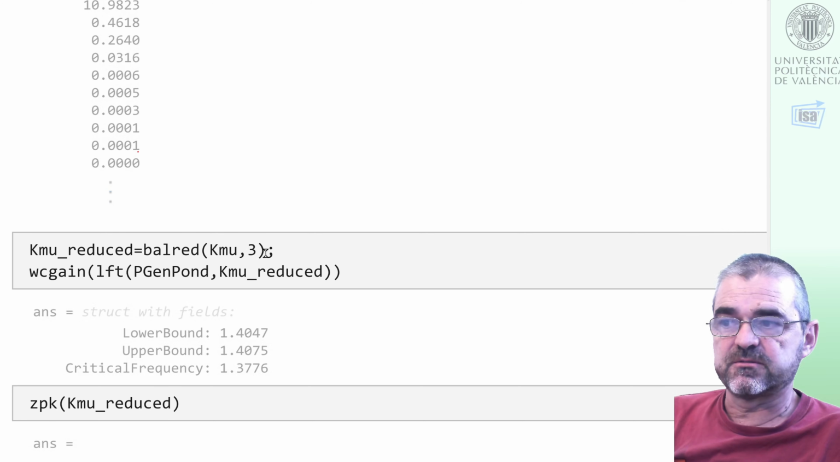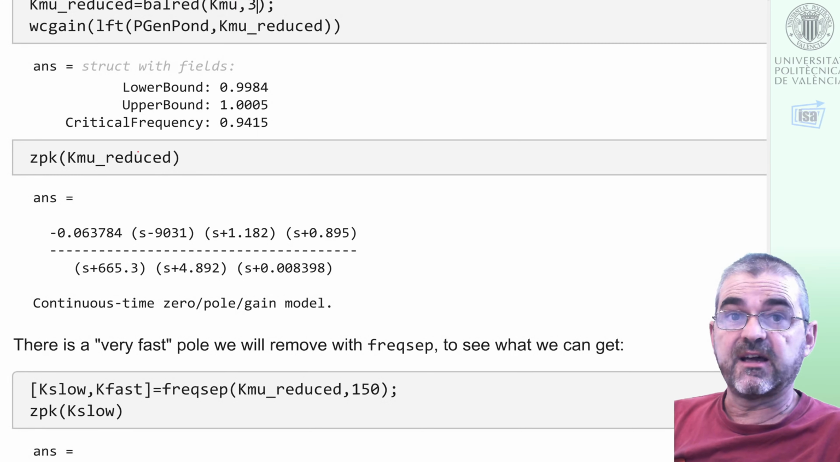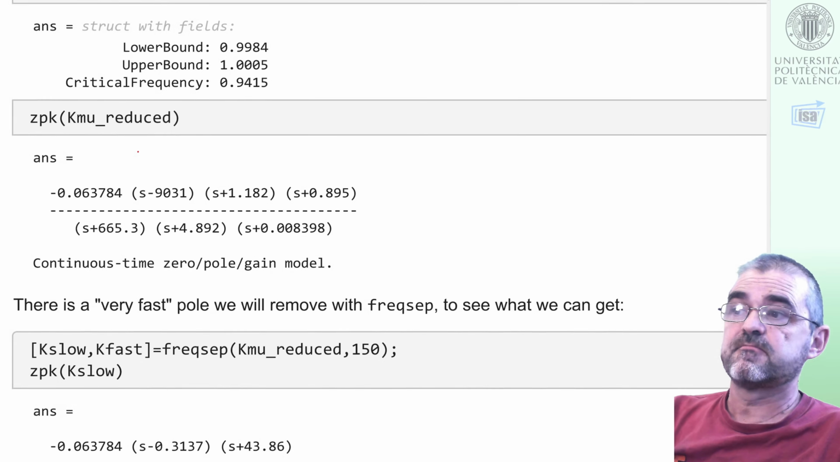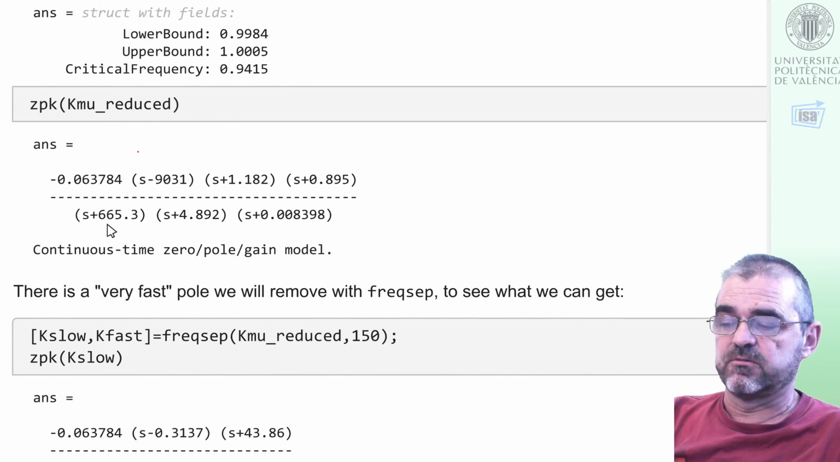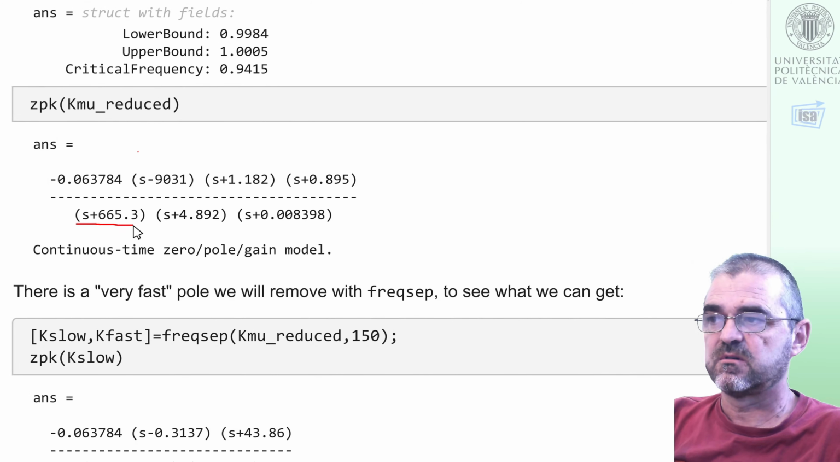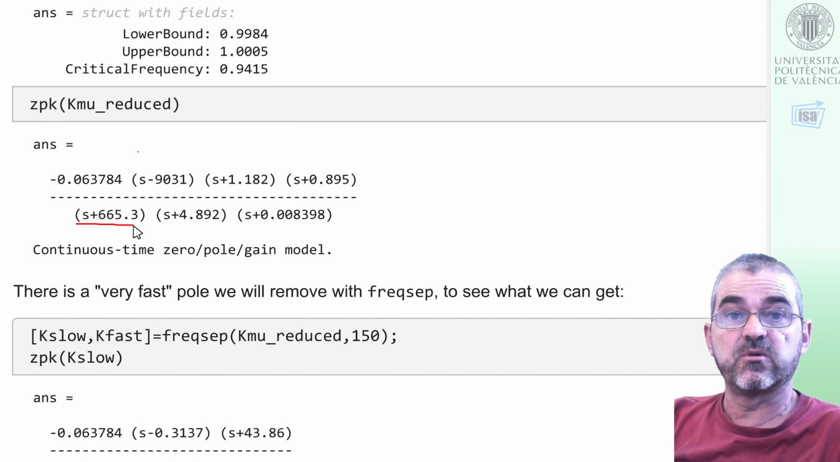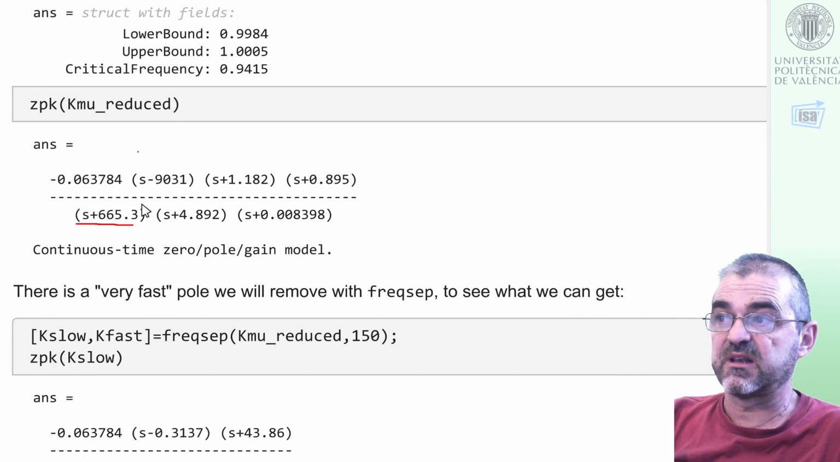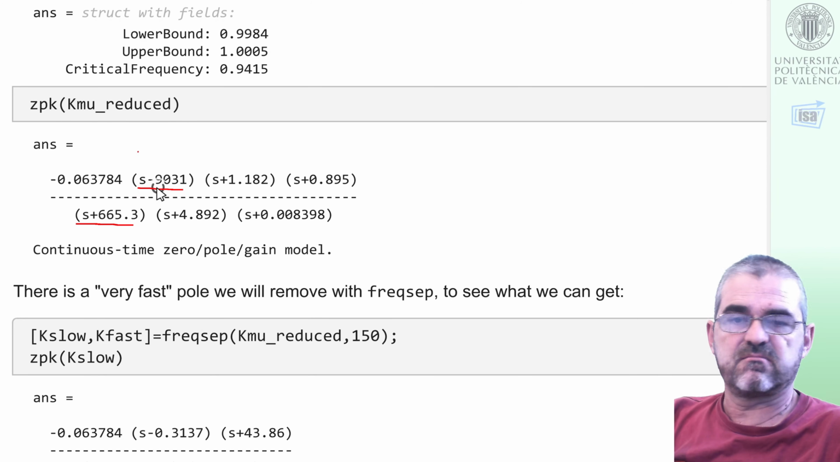I go back to third order, and now I can further reduce the order by thinking that my system has an s+1 squared denominator, so what does this pole at almost 700 radians do here? Well, not much. It's kind of very high frequency stuff, so maybe this is not relevant.